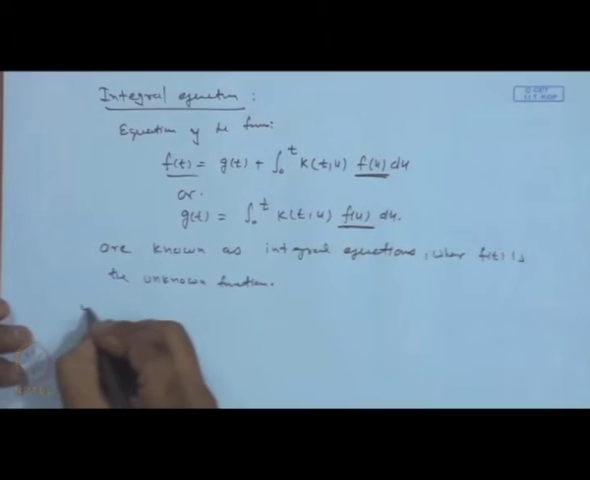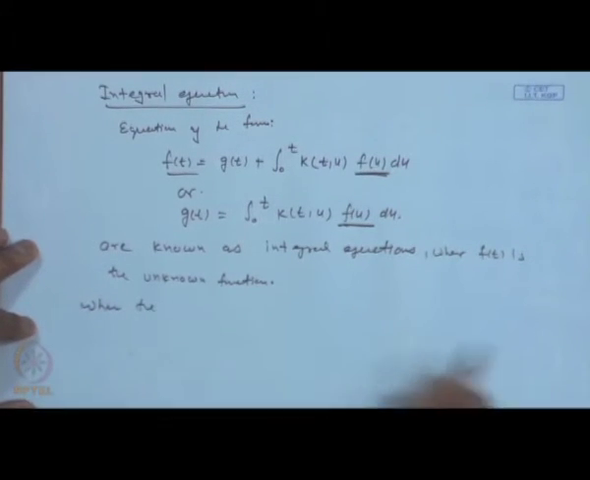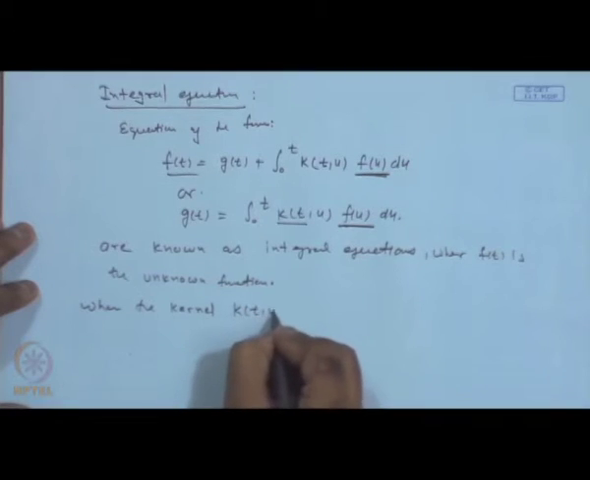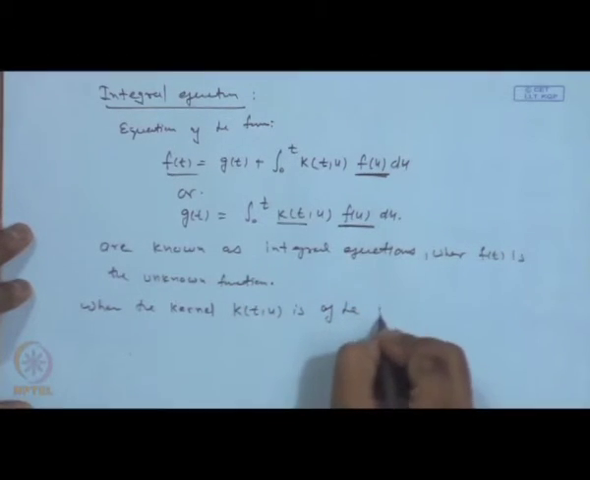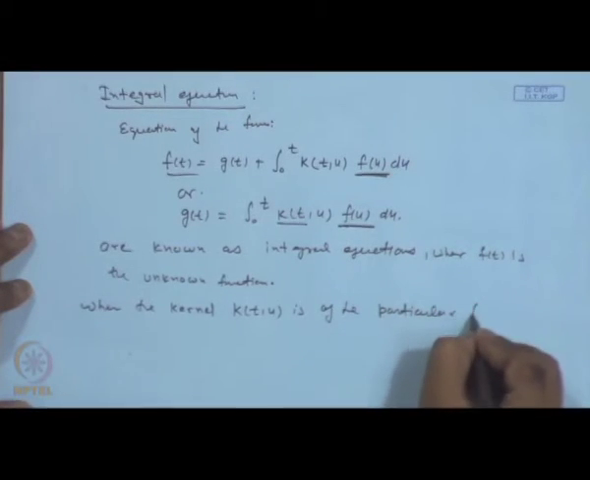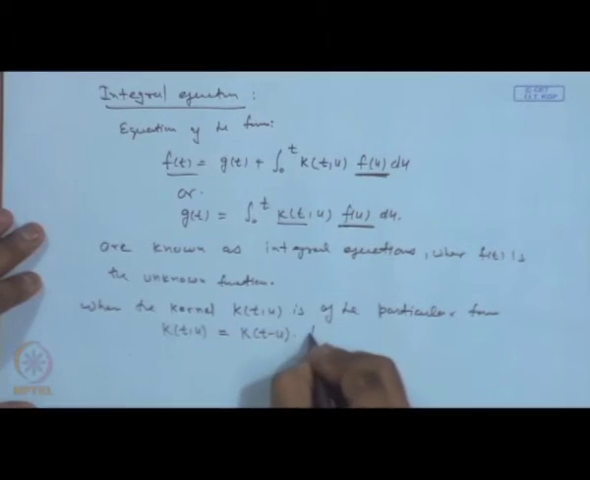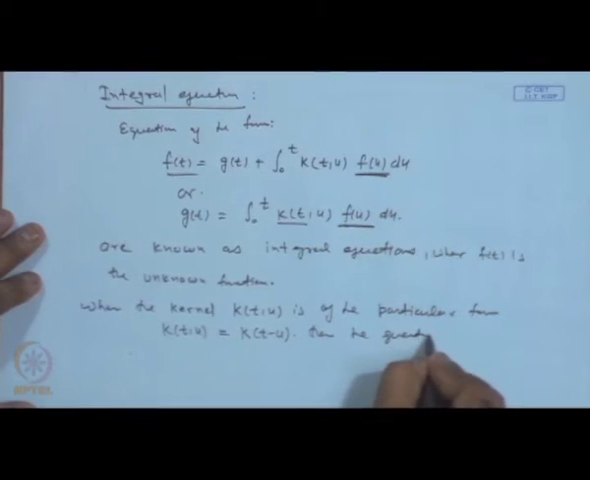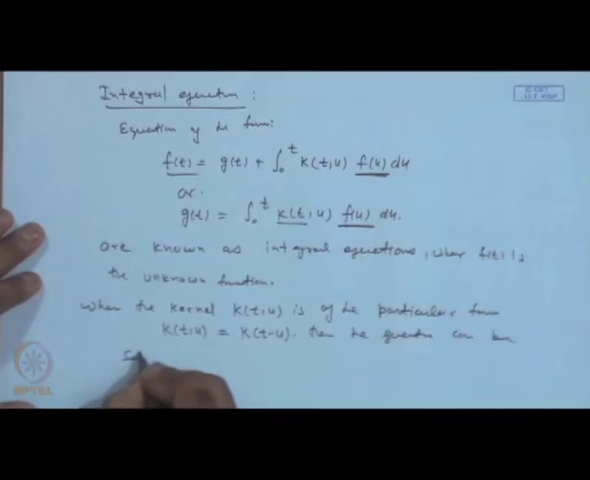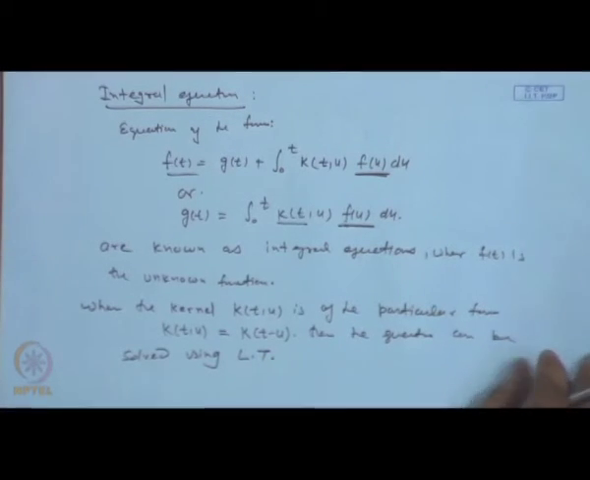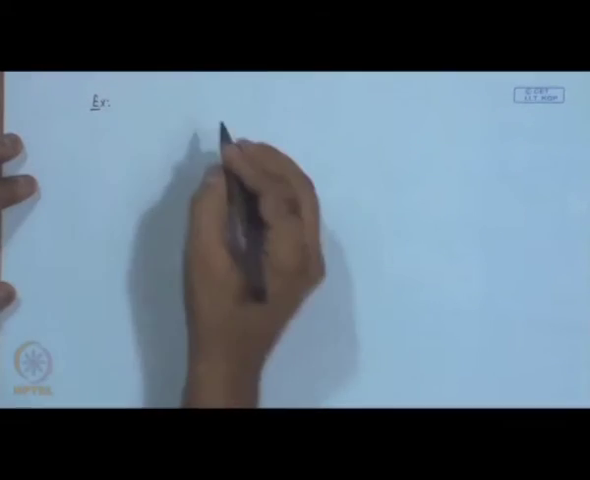So, there is a special situation: when the kernel, this is called the kernel of the integral equation, k(t, u), is of the particular form that this k(t, u) is just a function of t minus u, then the equation can be solved using the Laplace transform, and we will see why, because it will simplify that integral which appears in the integral equation.